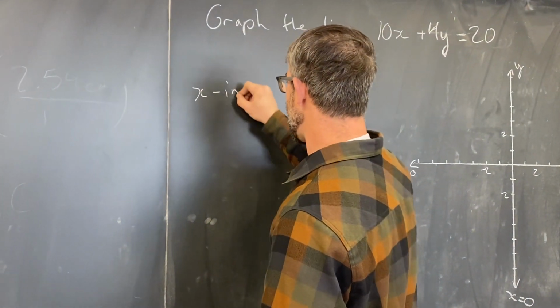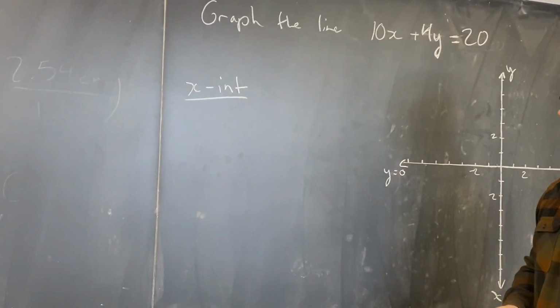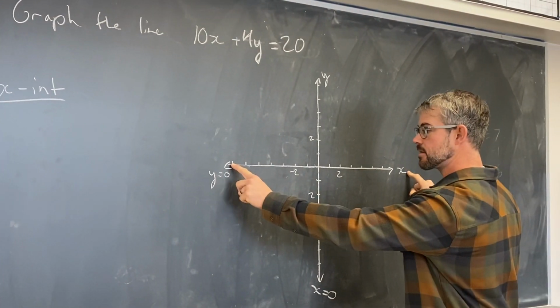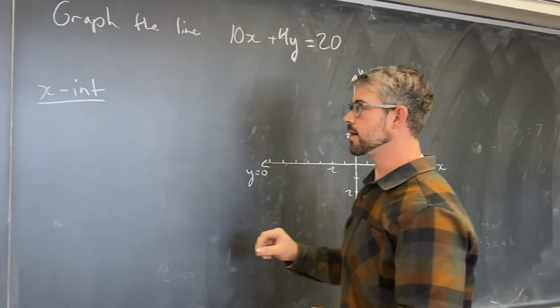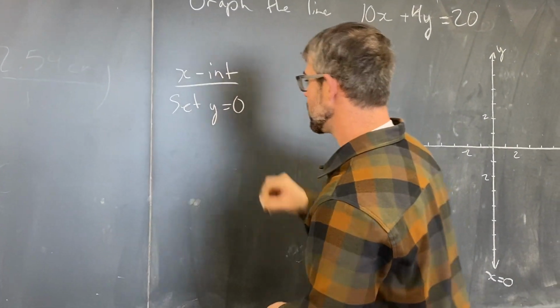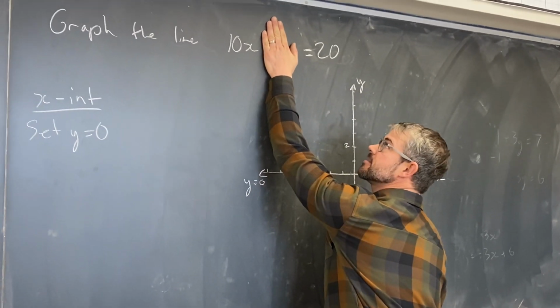So first I have to find my x-intercept. I'm just going to use x-int as my way to find that. Now I know my x-intercept is where it crosses the x-axis. So that means I'm going to have a y-coordinate of 0. So my first step is to set y equal to 0. So I set y equal to 0. And what remains is 10x equals 20.